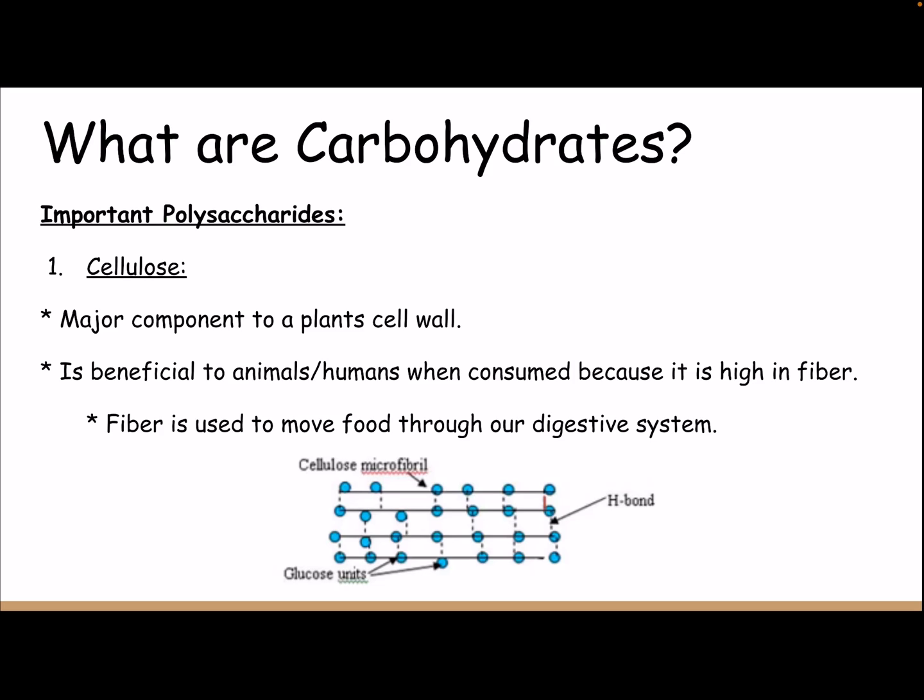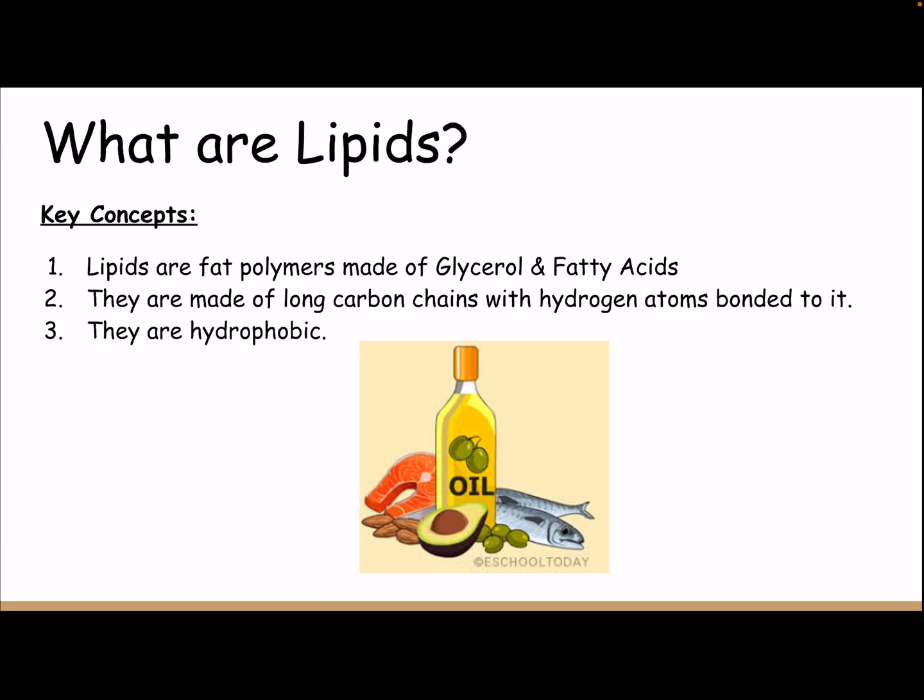Our second macromolecule that we're going to focus on is something called lipids. And so really the big idea for lipids is that we understand that lipids are fats, okay? Fats and oils. So when we talk about lipids, lipids are fat polymers made of glycerol and fatty acids. They are made of long carbon chains with hydrogen atoms bonded to it, and they are hydrophobic.